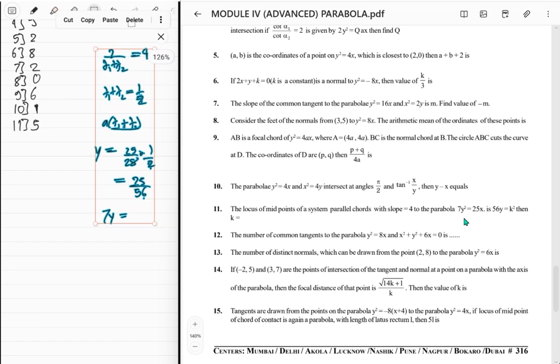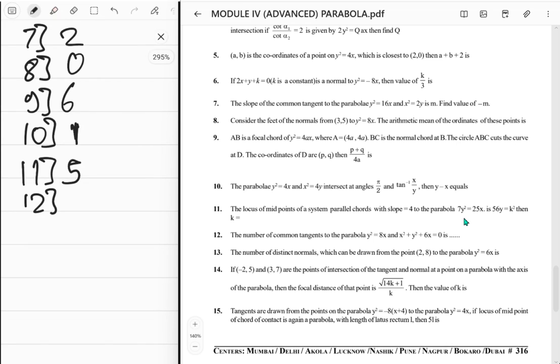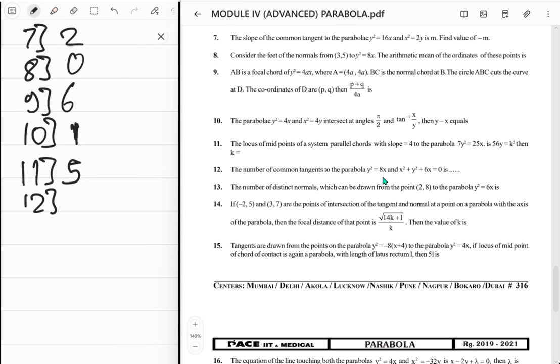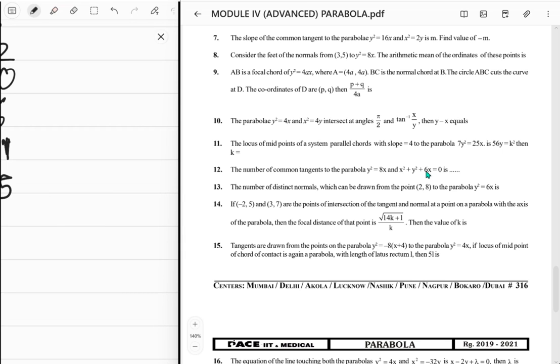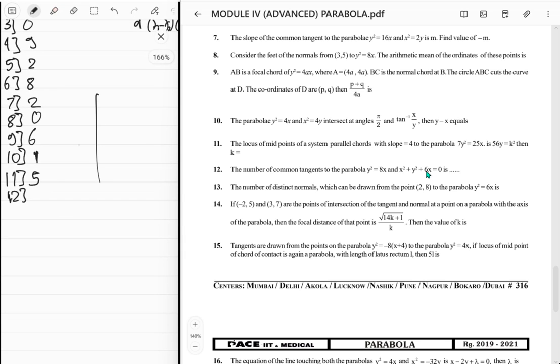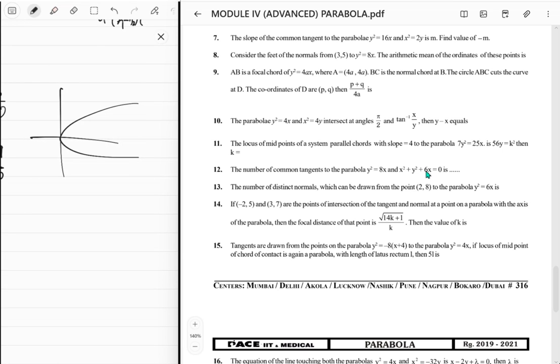Next, 12th. The number of common tangents to the parabola y squared equals 8x and x squared plus y squared plus 6x equals 0 is. Okay. Common tangents to this parabola, and just draw this out, so you've got this thing, and you want common tangents. And this is, what is this, like (x plus 3) squared plus y squared equals 9. So, right, it's centered at (negative 3, 0), it should have been obvious. And the parabola's at (0, 0). So, right, like this, huh?